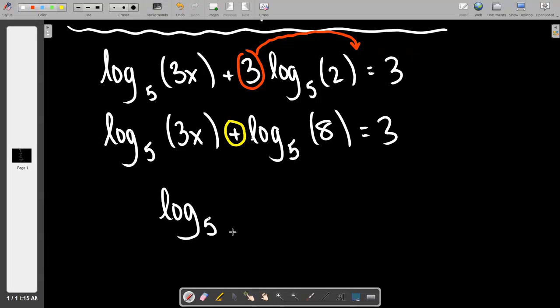I put a hint on the board in the form of a little yellow circle. You want to try again? Log base 5 3x plus. Listen to the wise whispering voice over here to the north. Yes. Yes. No. You're fine.